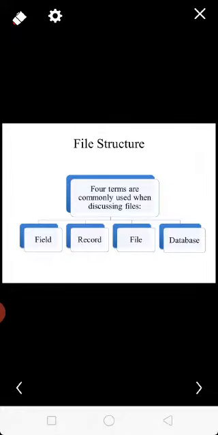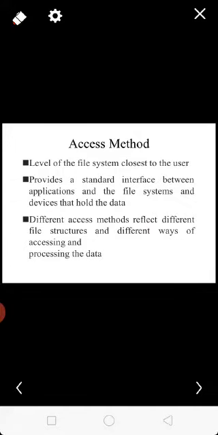So, file structure. File structure consists of four terms which are commonly used when discussing files: field, record, file, and database. This is the structure of the file system: fields, records, files, and database.